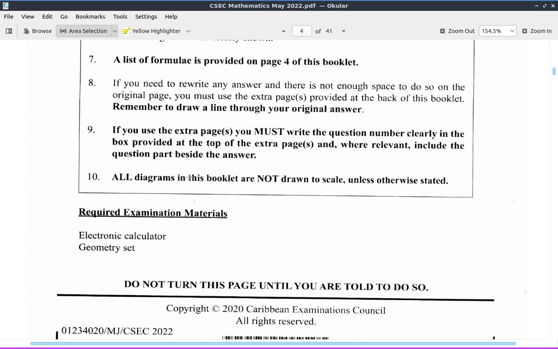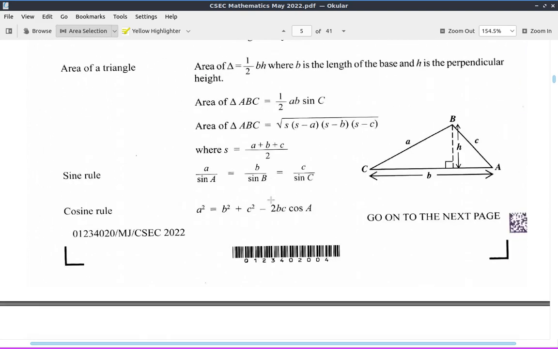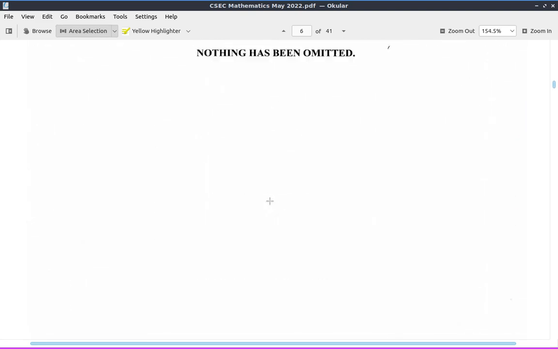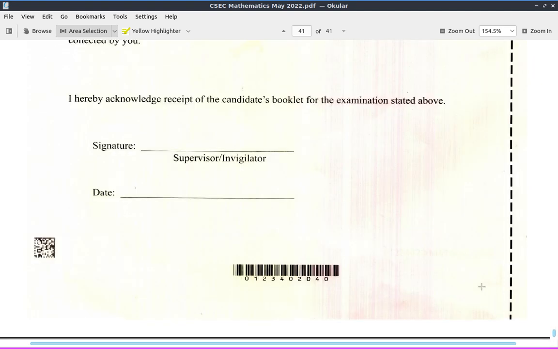Now, all diagrams in this booklet are not drawn to scale unless otherwise stated. So, you are allowed an electronic calculator and a geometry set. So you have your list of formulae. It's not all the formulae, but you have many of them. Alright, let's look through the question paper now.